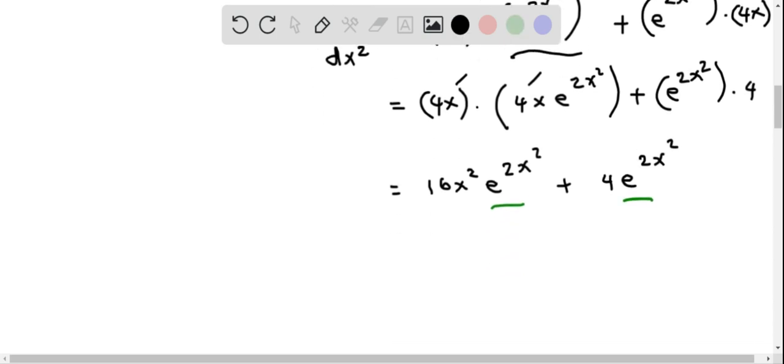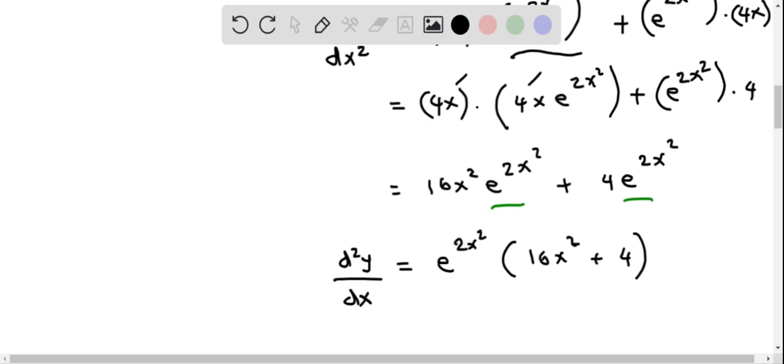So we can write this in factor form, and this equals e raised to the power of 2x squared, and then multiplied with the first term, we are left with 16x squared, plus the second term, we are left with 4. So this is the second derivative of the given expression y. So this is d2y by dx squared.